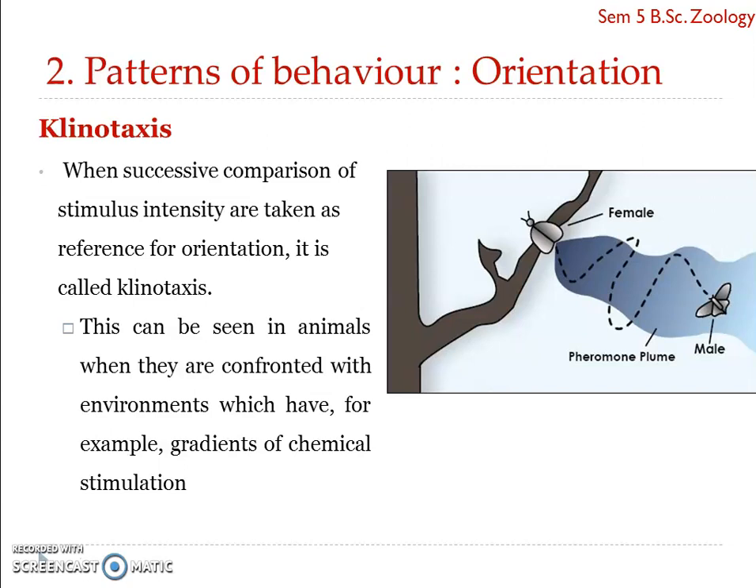Then we have the mnemotaxis. It is actually memory-based orientation in which the animal follows the same path all the time for its orientation. It was introduced or suggested in 1919 by a scientist named Kuhn. But many scientists don't consider it as a type of taxis. Okay, but still, mnemotaxis is a form of orientation based on memory.